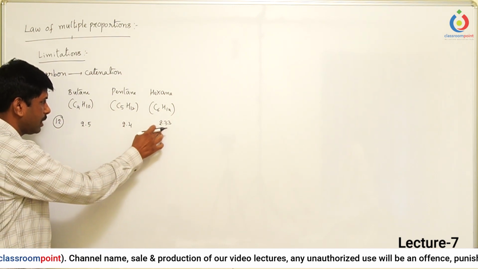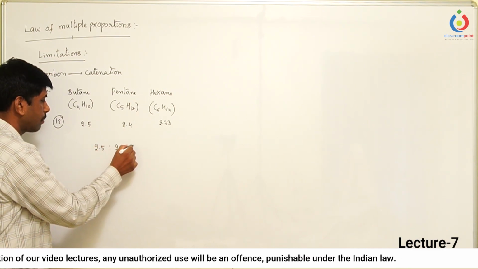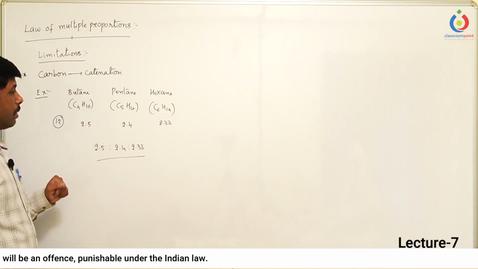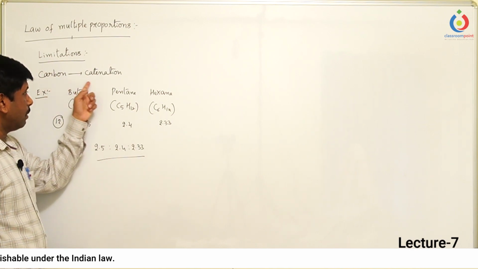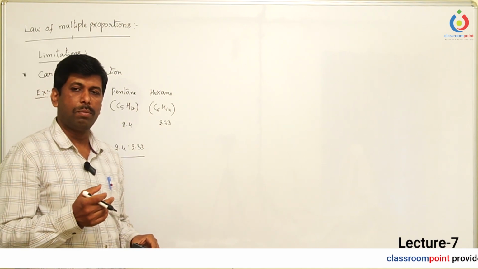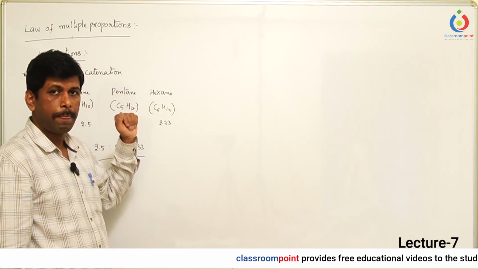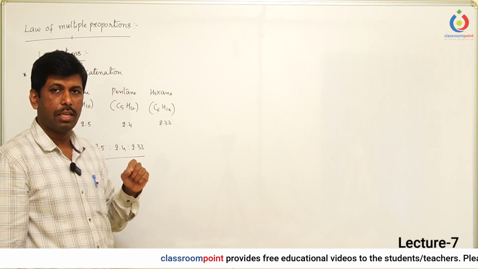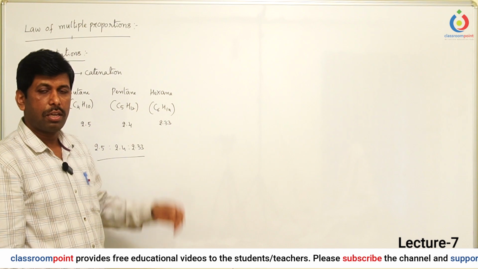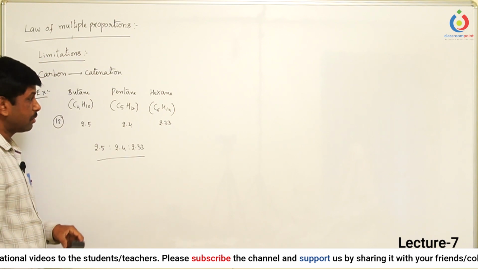If you take these non-fixed element mass ratios, they are not simple whole number ratios. That is why the law of multiple proportions cannot be applied where this type of chain compounds are formed. In some cases, boron compounds also do not follow the law of multiple proportions, and silicon also has a little tendency toward chain formation, catenation property. That is why some compounds of silicon do not follow the law of multiple proportions.